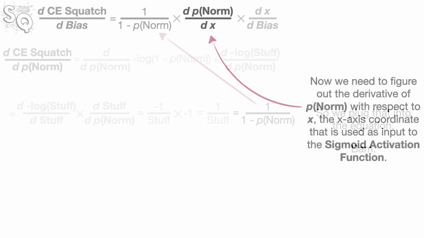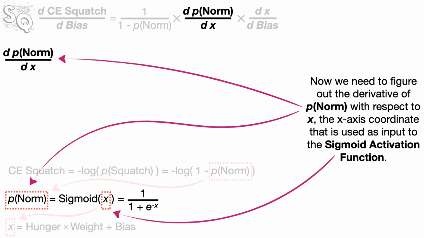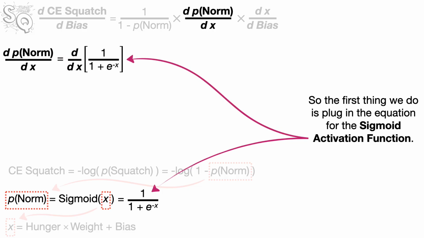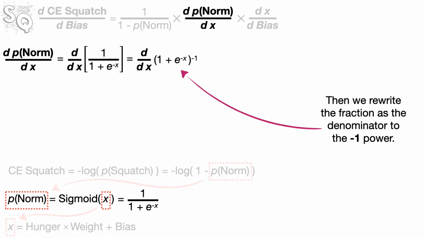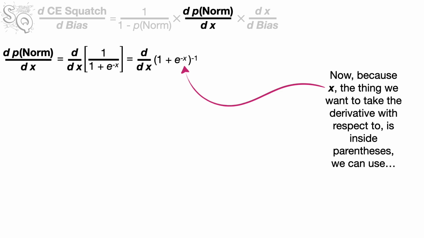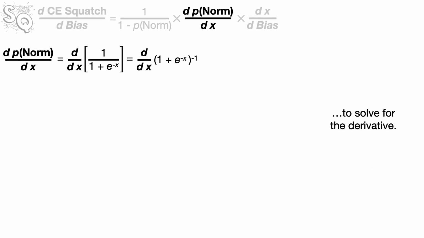Bam. Now we need to figure out the derivative of p norm with respect to x, the x-axis coordinate that is used as input to the sigmoid activation function. So, the first thing we do is plug in the equation for the sigmoid activation function. Then we rewrite the fraction as the denominator to the negative 1 power. Now, because x, the thing we want to take the derivative with respect to, is inside parentheses, we can use the chain rule to solve for the derivative.